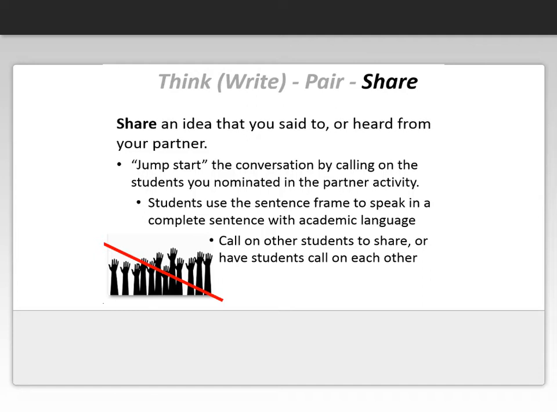Students will use this sentence frame to speak in a complete sentence with academic language, and then the teacher can call on another student to share or have students call on each other. It's important not to raise hands until the very end of the activity, when the teacher can say, "Is there anyone else who has something to share?" There may be somebody who didn't get called on who has something significant to say, and at the end of the activity, that's an appropriate time to ask for hands raised.